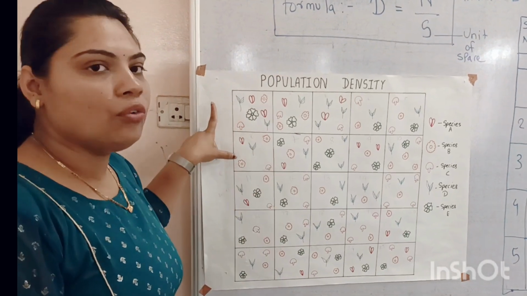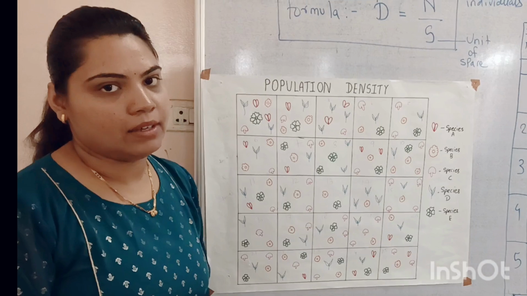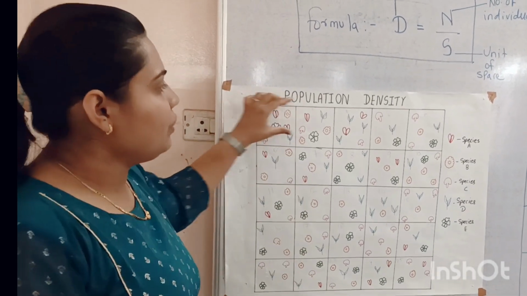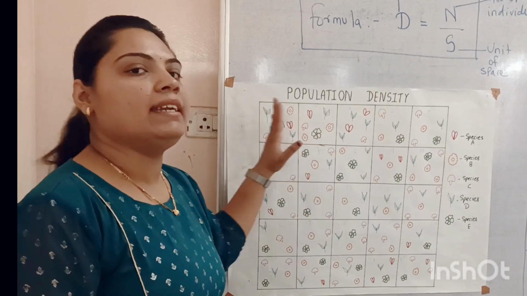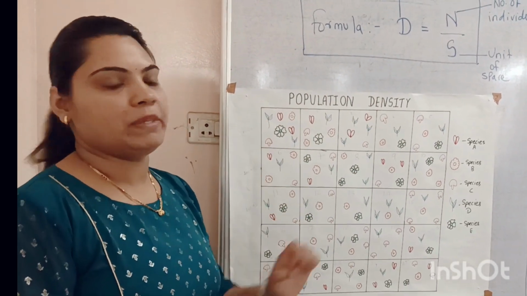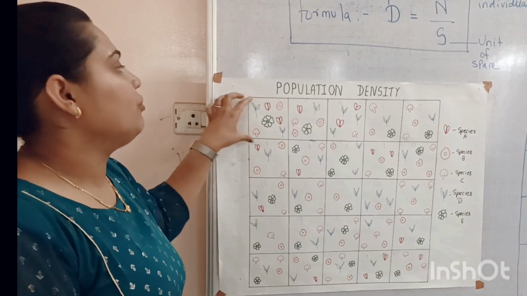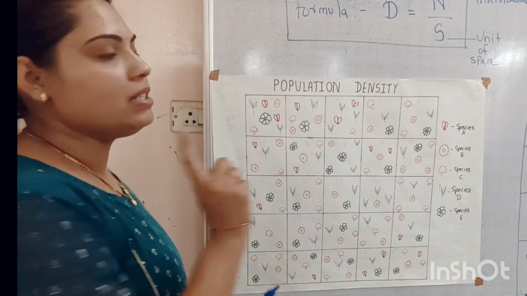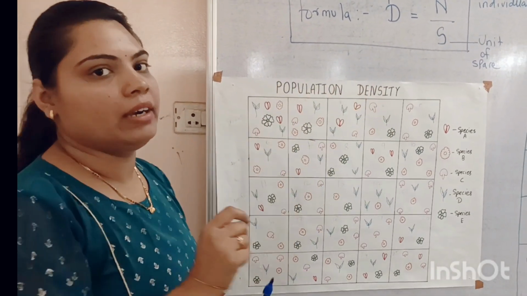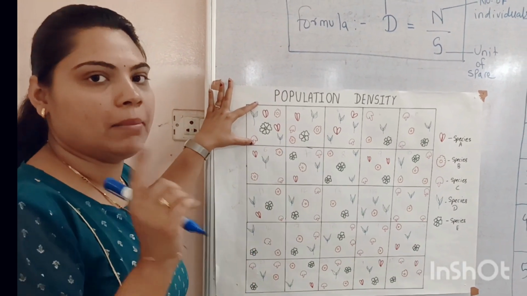In row 1, the 1, 2, 3, 4 and 5 quadrants are there. So the number of quadrants is 5. Every species is present in every quadrant, so the number of quadrants where each species occurred is also 5. In this example we take 5 quadrants. First you take the first quadrant and calculate the number of individuals per quadrant. This is your quadrant number 1.